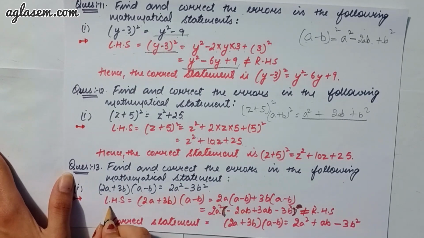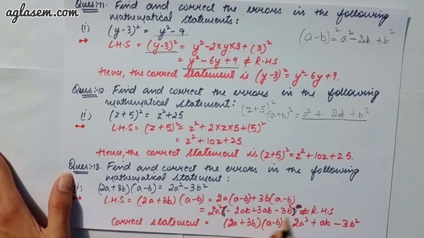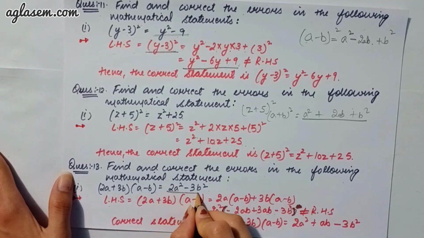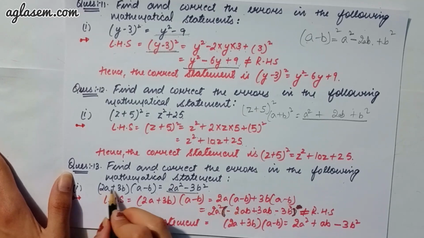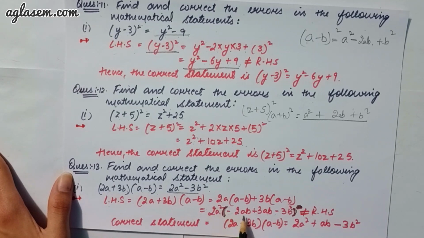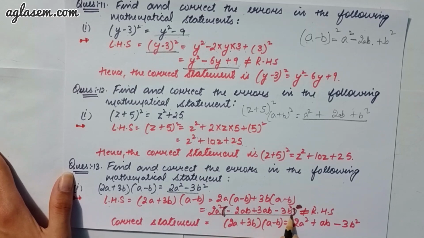So taking LHS, that is (2a + 3b)(a − b), we can solve it and we will get 2a² − 2ab + 3ab − 3b², which is not equal to RHS. So the correct statement is (2a + 3b)(a − b) equals 2a² − 2ab + 3ab − 3b². We can also write it in a different form: 2a² + ab − 3b².